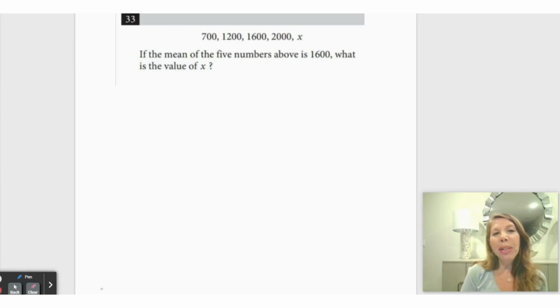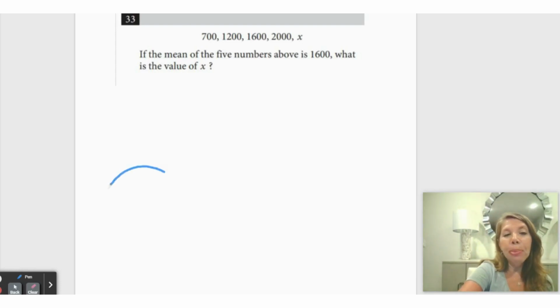Today's question comes to us from an SAT exam, but you could find a similar question on the ACT just the same. The question reads, if the mean of the 5 numbers above is 1600, what is the value of x? Well, to answer this question, I like to use a technique that I call the average piece wheel.